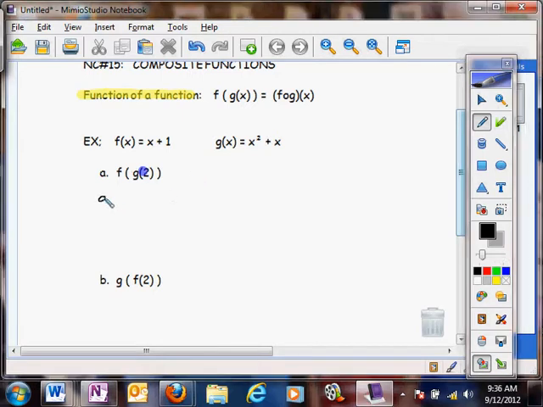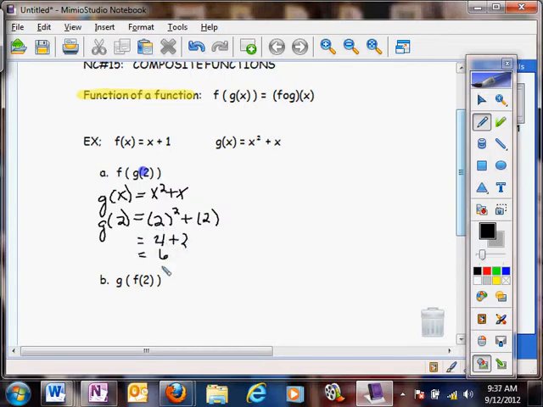Well, if g of x is equal to x squared plus x, then g of 2 is equal to, remember the trick I taught you: rewrite the function using a set of parentheses everywhere you have an x. Then go back and input what you're putting in into the set of parentheses: 2, 2. Simplify: 2 squared is 4, plus 2 is 6. So g of 2 is 6.